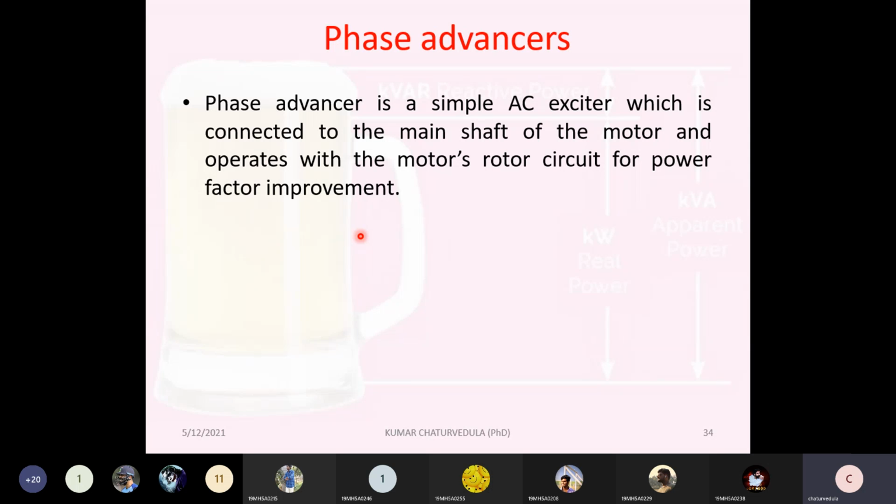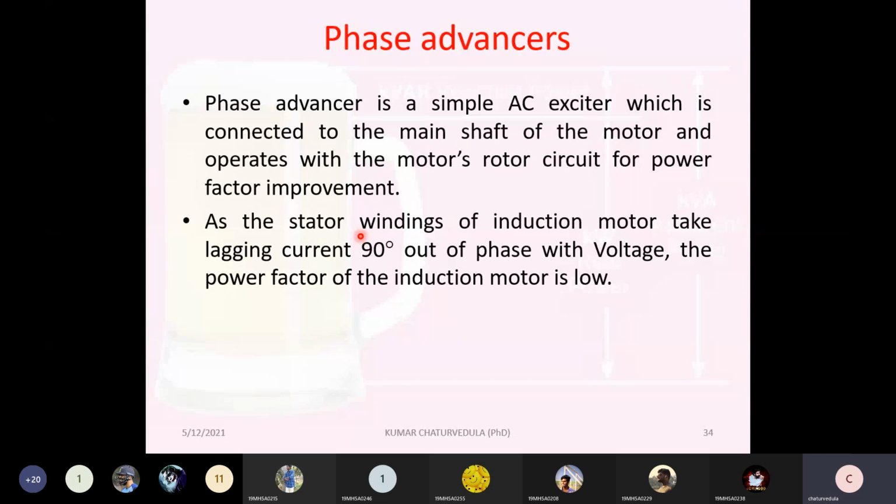Here the phase advancer is nothing but an AC exciter, which is connected to the main shaft of the motor. It operates with the rotor circuit of the motor. As the stator windings of the induction motor take a lagging current, which is 90 degrees out of phase with voltage, the power factor of the induction motor is low. This we know.